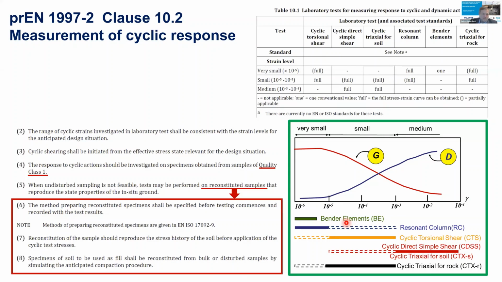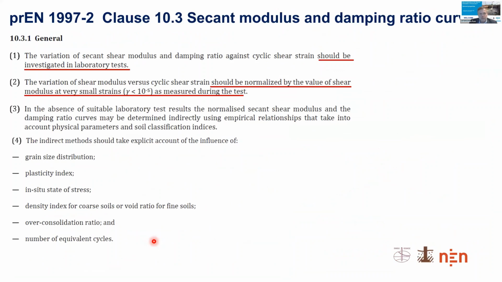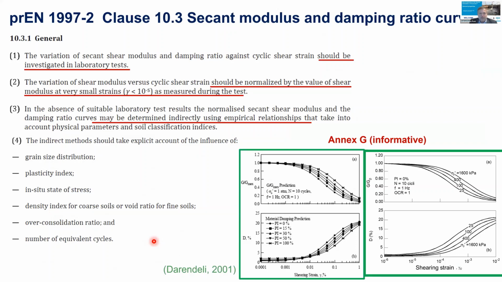And a note about the possibility of using reconstituted specimens and the conditions in which we can use reconstituted samples. About the behavior of the material in cyclic conditions, it can be described in terms of stiffness decay and damping ratio curves, and these can be obtained directly from the tests that we have seen before.